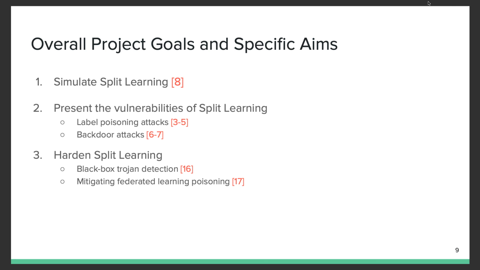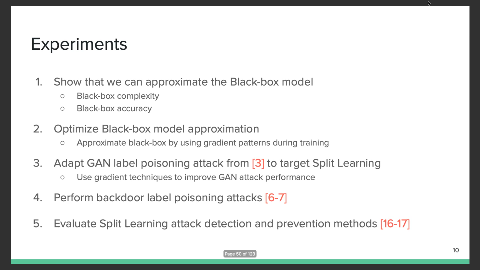And then also we're looking at some methods such as black box Trojan detection and mitigating some of the federated learning poisoning techniques as well, but this time on split learning, basically to make it a lot more robust. And so some of the experiments we're working on, first we want to show that we can approximate the black box model. So the black box model is essentially your server, since you don't know what model is going on in there. On the client side, you can possibly approximate that server as a black box.